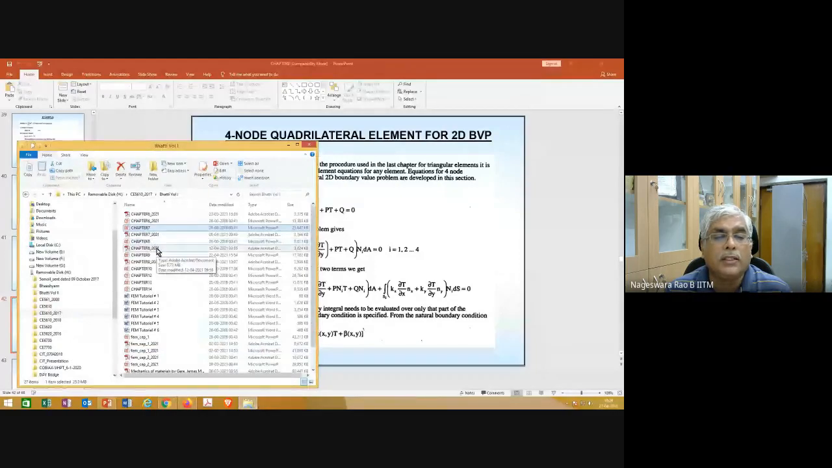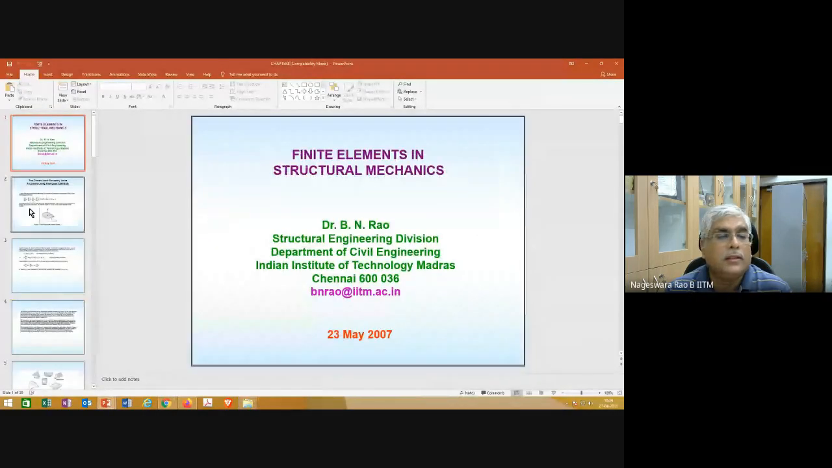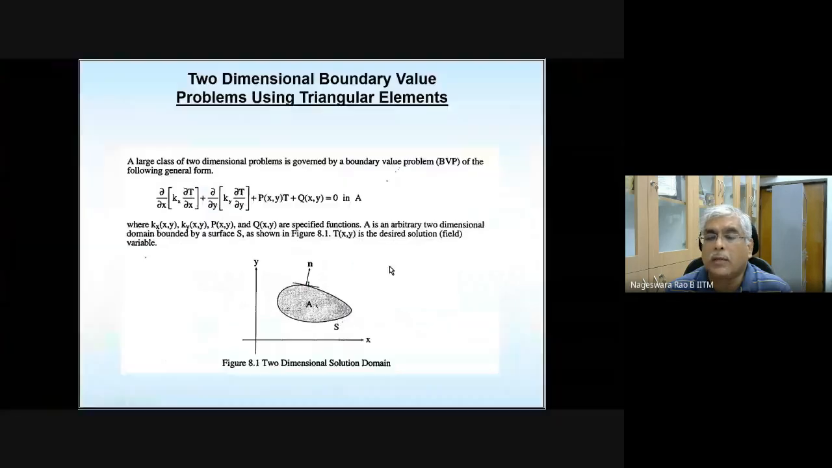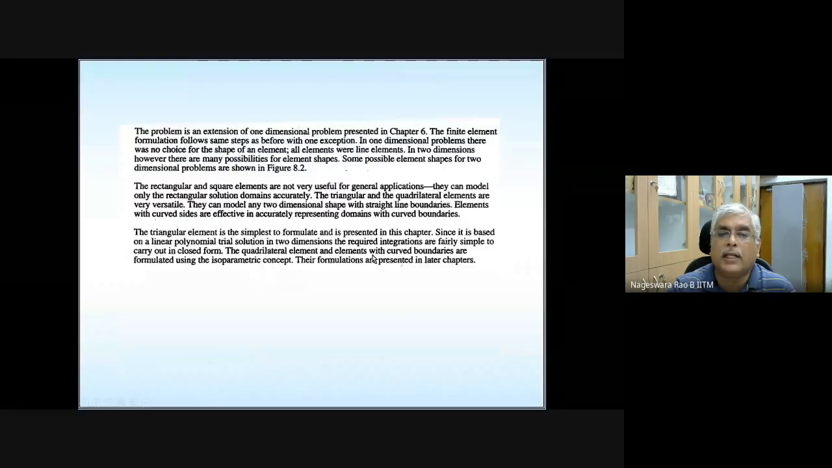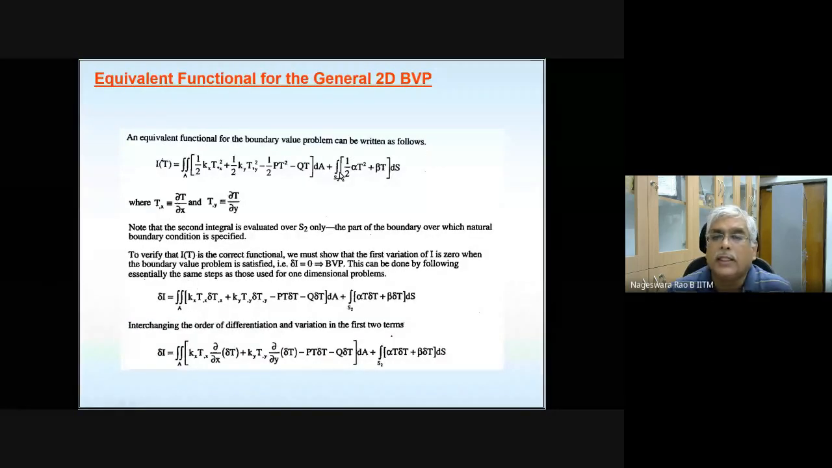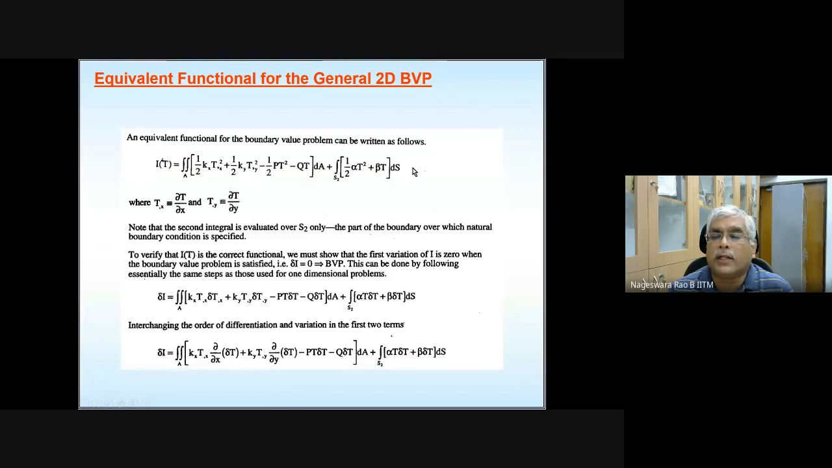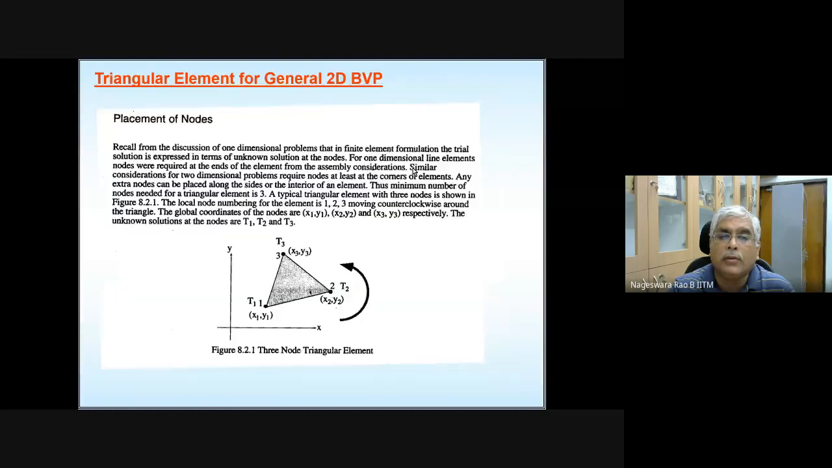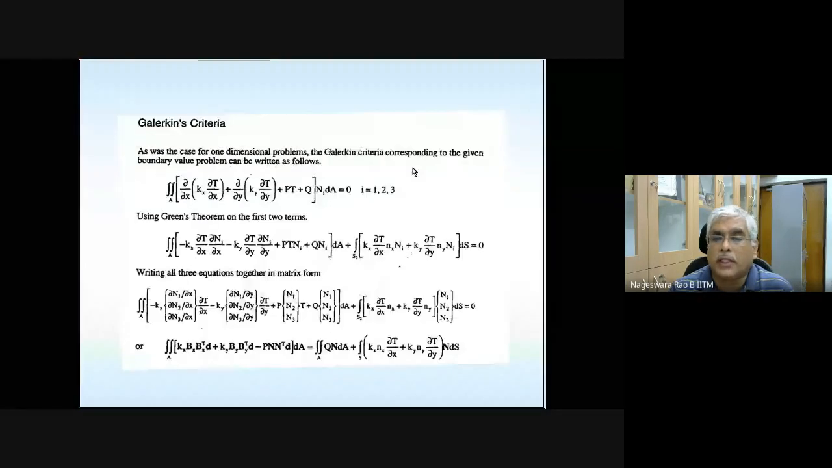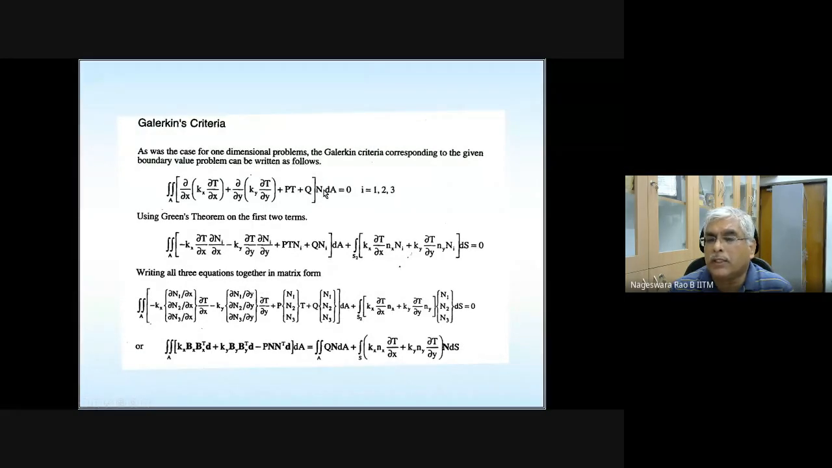With 3-node elements. So this is a general two-dimensional boundary value problem. What we did earlier is we noted the equivalent functional for this if we adopt the variational method or Rayleigh-Ritz method, and how the equations are going to be if you adopt the Galerkin method. Here the weight function is the same as the shape function, and when you adopt a 3-node triangular element, there are going to be 3 shape functions. So i takes values 1, 2, 3.